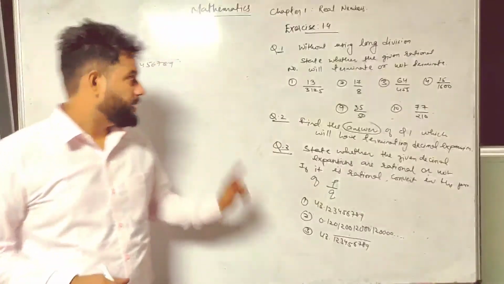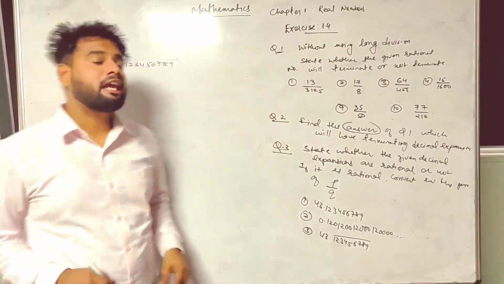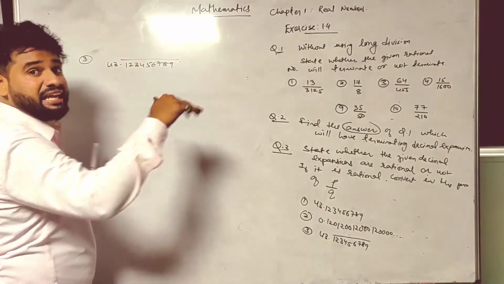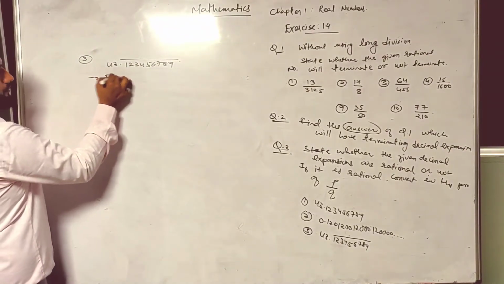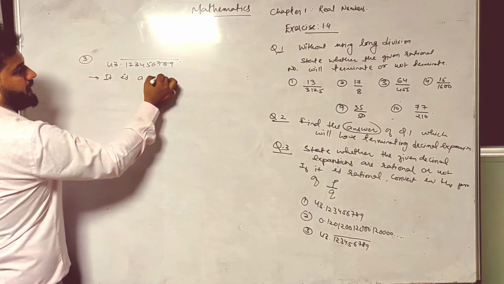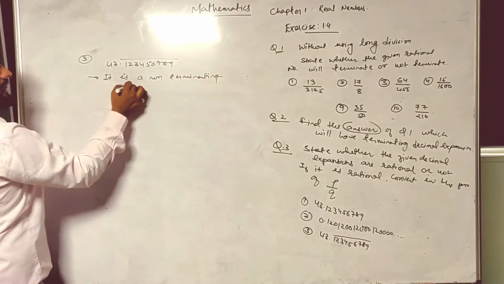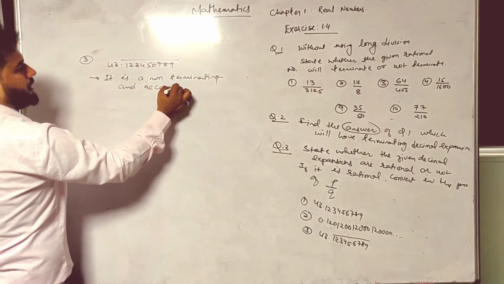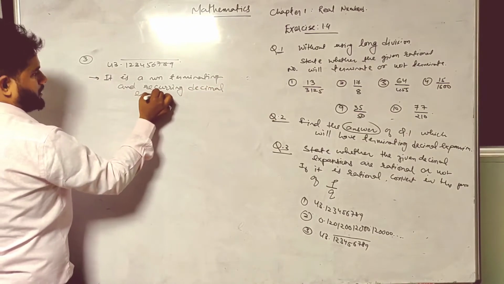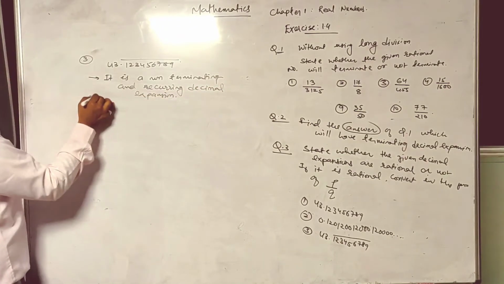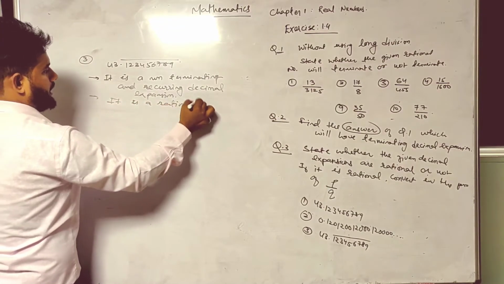43.123456789 with a bar. The bar itself suggests to you that the number is non-terminating but recurring. Recurring means what? This whole number is repeating again and again. So it is a non-terminating and recurring decimal expansion. So it is a rational number.